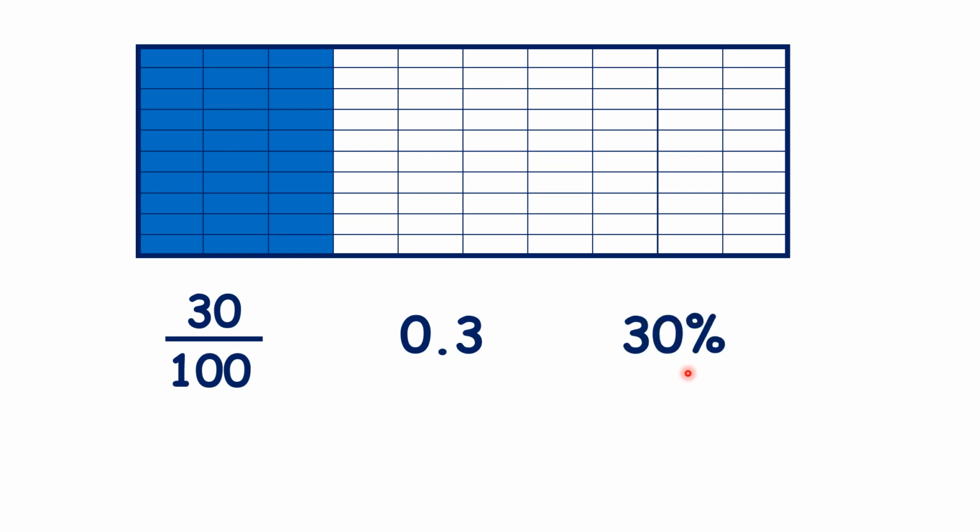And what do we have here? We have 30 hundredths, which we could simplify to 3/10. We have 0.3, and remember we don't need to write 0.30 because the number 0.3 already tells us that we have exactly 3/10 and no extra hundredths. And we have 30%.